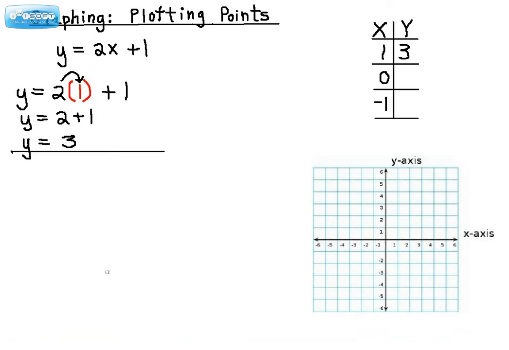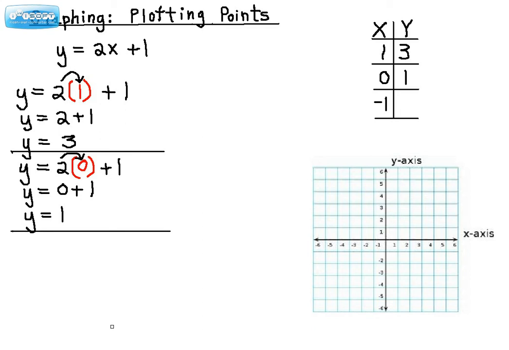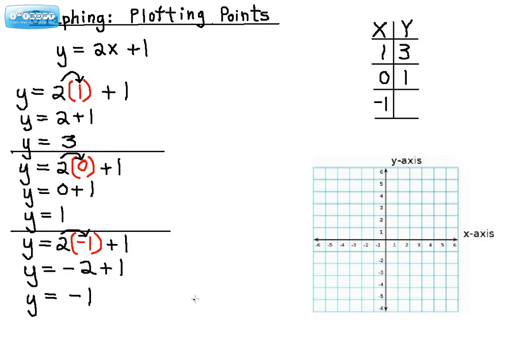Next, let's put 0 in place of x and solve to find y. When we solve our equation, we find that y equals 1, so we want to add this to our chart. We have our second ordered pair, 0, 1, so now let's take our last value for x and put -1 in place of x. When we solve our last equation, we find that y equals -1, so we want to add this to our chart.